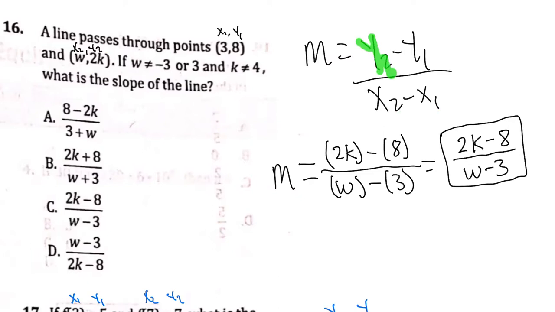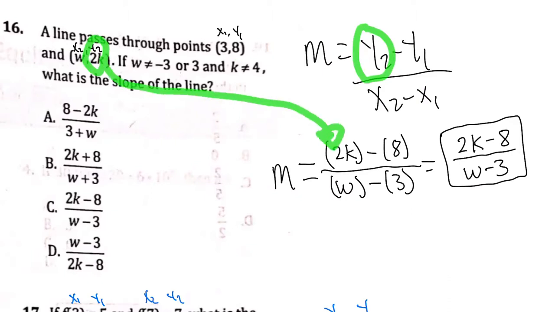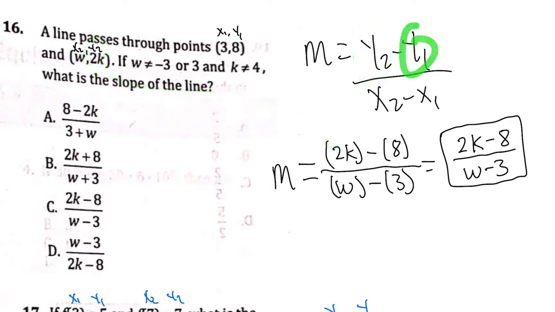So y sub 2 minus y sub 1, all over x sub 2 minus x sub 1. Now, first point x1, y1, second point x2, y2. All it was asking is to pretty much just set it up. So my y2 is here, so I plug it in here. My y1 is here, so I plug it in here. And so forth.